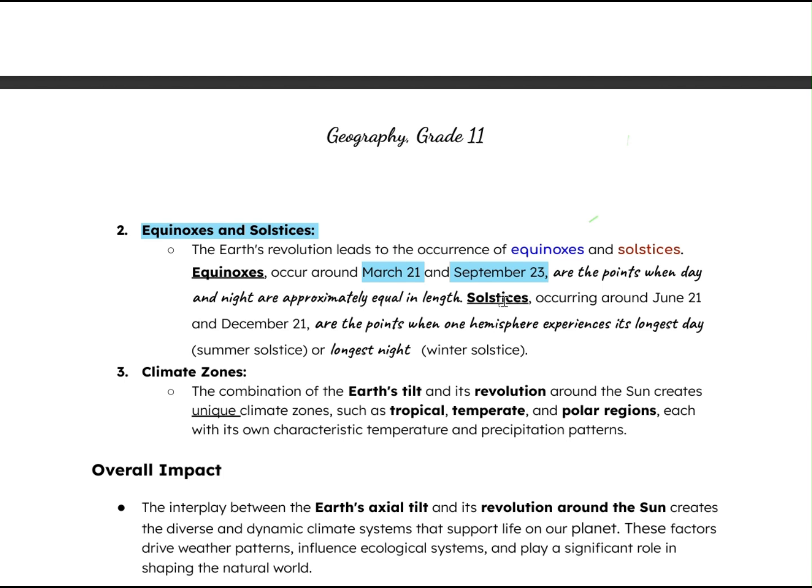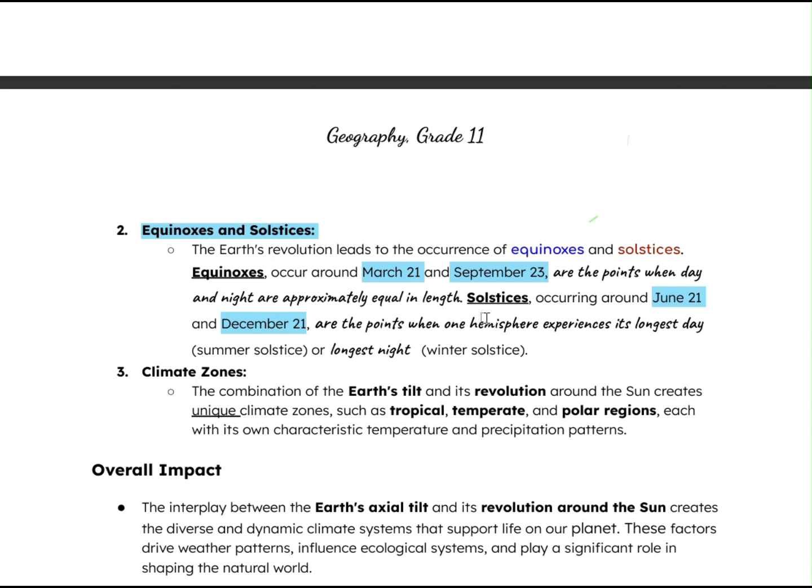Okay, bese kuba ne solstices eyenzeka around June 21st to December 21st. Lapho ke appoints when one hemisphere specifically experiences its longest day. It is called the summer solstice. And for a hemisphere where one side experiences its longest night, we call that winter solstice.